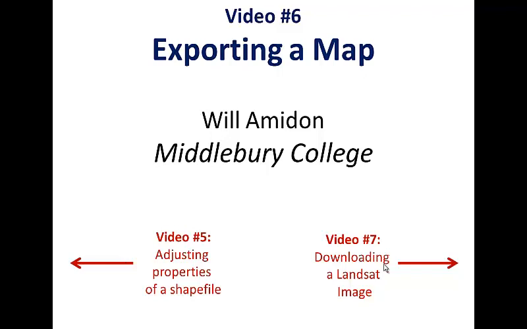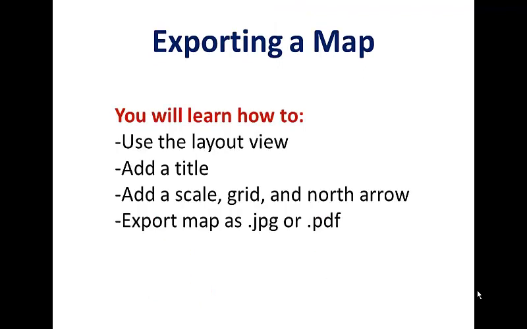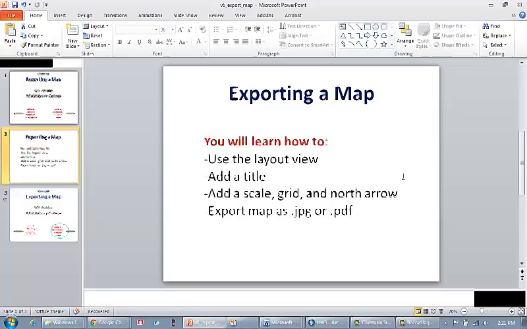In this video I'm going to show you how to take what you've made in your ARC project and export it as a JPEG or a PDF map, something you could use in the field or share with your colleagues. So we're going to cover 4 key ideas: how to use the layout view in ArcMap, how to add a title, scale, grid, and north arrow into your map, and then how to actually export the map as a JPEG or PDF. So here we go.